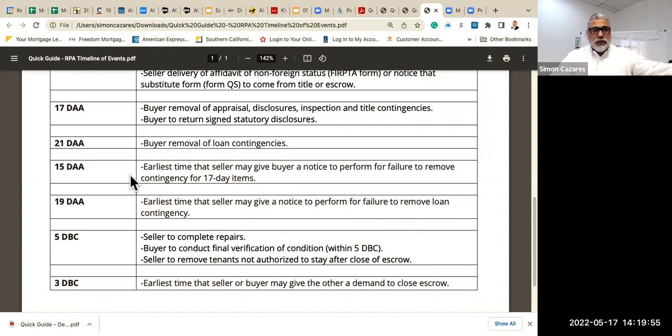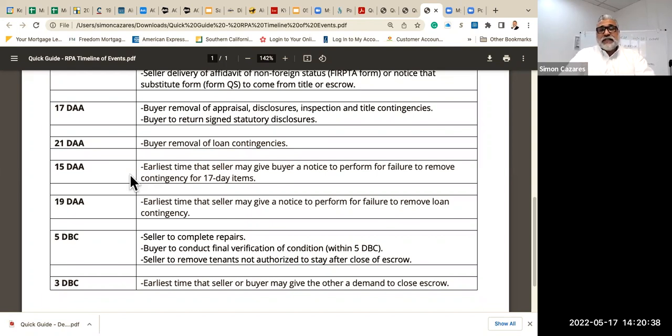And that could be loan, that could be appraisal, that could be seller's disclosures, that could be buyer's inspections. All right. So on the 17th day, you can send that notice to perform. That allows the buyer 48 hours to perform, meaning that on the 17th mark, the buyer must release it or you have the right to cancel. This is where I see a lot of concerns with agents. They wait till the 17th day, which is perfectly fine. They wait till the 17th day to send the notice to perform because the buyer hasn't released a contingency on the 17th day.